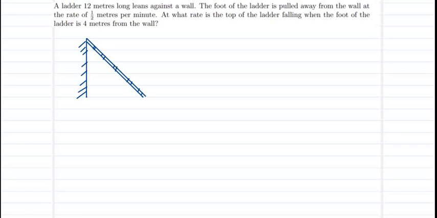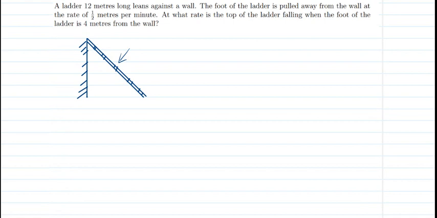A ladder 12 meters long leans against a wall. So this is my ladder. The foot of the ladder is pulled away from the wall at the rate of 1 over 2 meters per minute. So this is the foot of the ladder. It's being pulled away from the wall at the rate of 1 over 2 meters per minute.